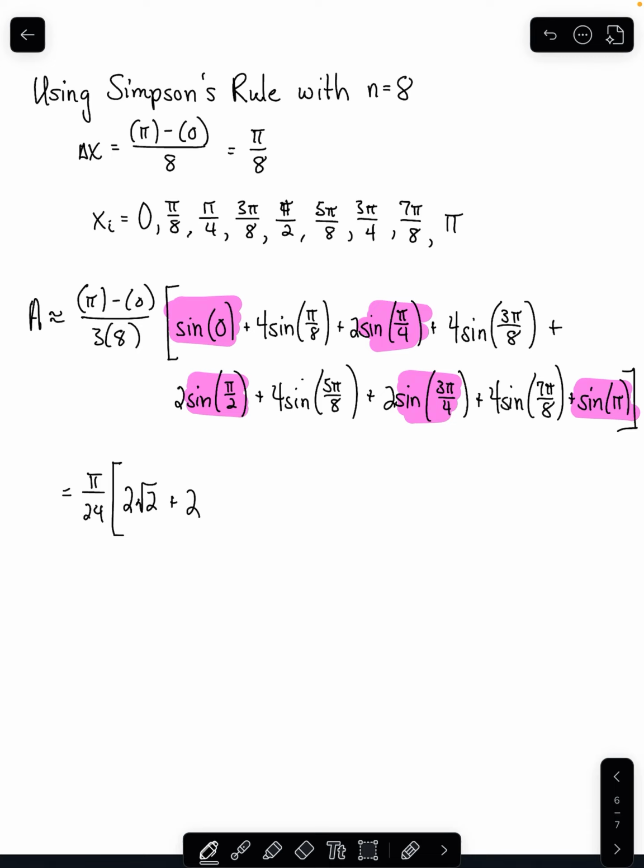Now, for the other terms, pi over 8 is symmetric to 7 pi over 8 in that they have the same y value. So those two terms can be combined, and we can call them 8 times sine of pi over 8. Likewise, 3 pi over 8 is symmetric to 5 pi over 8 in that they have the same y-coordinate. So again, those two terms can be combined into 8 times sine of 3 pi over 8.